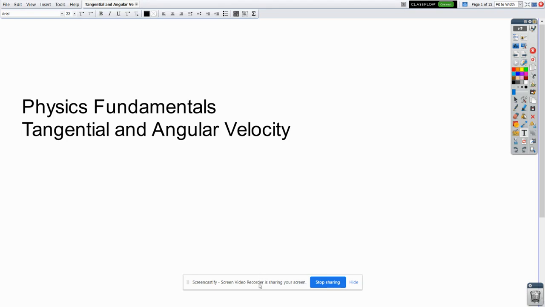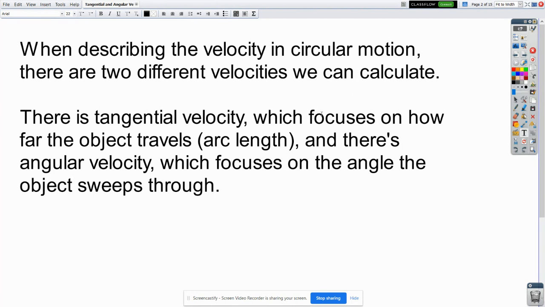In this video, we'll look at two of the ways that we quantify circular motion. We'll look at tangential velocity and angular velocity. For describing the velocity in circular motions, we have two different ways that we can do that. One is tangential velocity, which focuses on how far the actual object travels, something called arc length. And then there's angular velocity, which focuses on the angle through which the object sweeps, kind of like the size of the pie piece, if you will, that the object moves through.